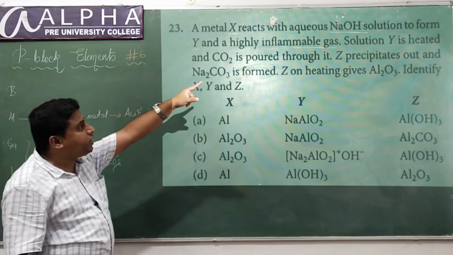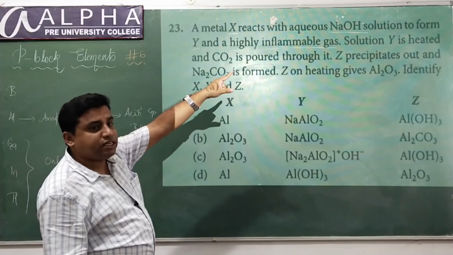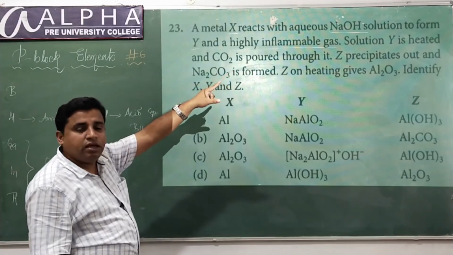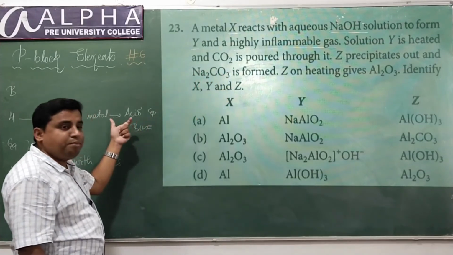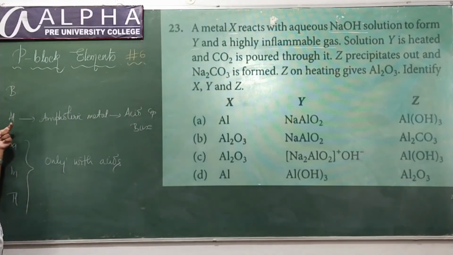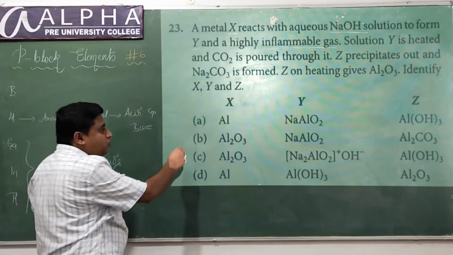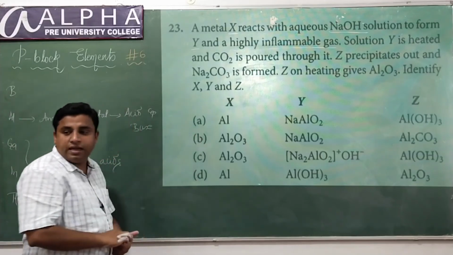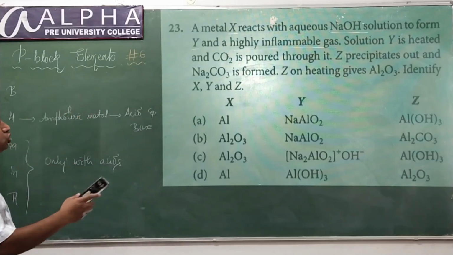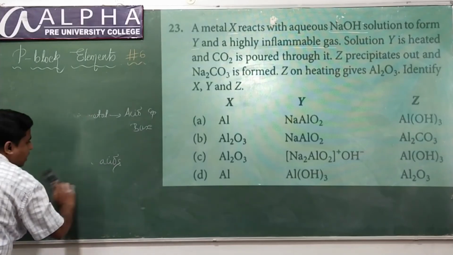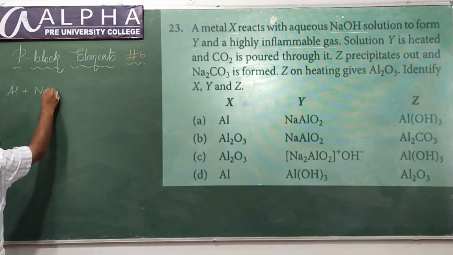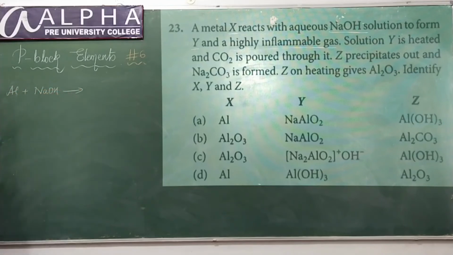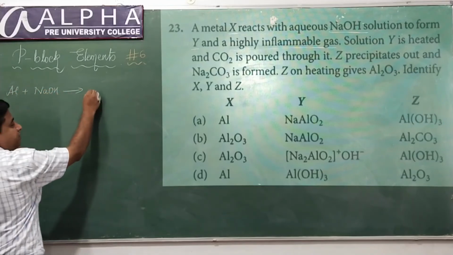Now the question is talking about sodium hydroxide. If the question is talking about sodium hydroxide, it's a base. That means the reaction is carried out with a base. If the reaction is carried out with a base, then the metal should be aluminium, isn't it? So we have 2 options, option A and option D. Therefore X should be aluminium. So let us write the reaction. Aluminium reacts with sodium hydroxide, I told you, to form a peculiar compound. What is that?